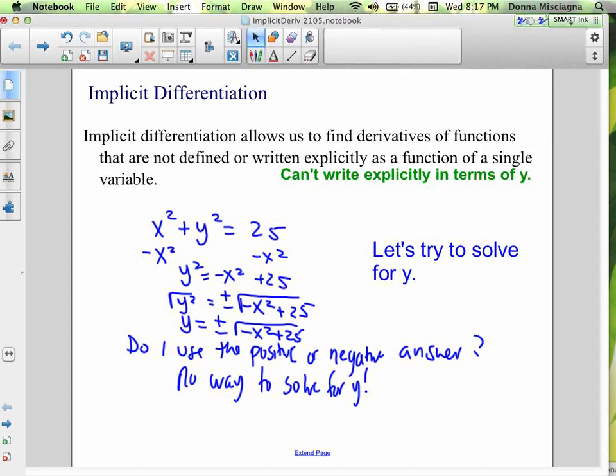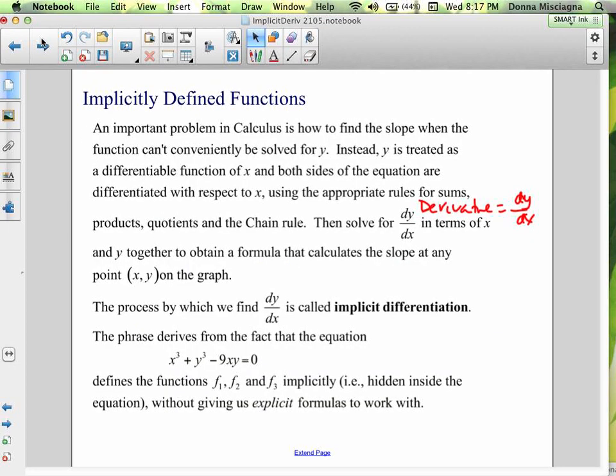So here's an example of a function that we can't explicitly solve for y. And using the tools you have right now, you would have no way to take the derivative of this function. But we're going to learn a new tool, and that's going to allow you to take the derivatives of these functions. All right, so let's look a little bit more at implicitly defined functions. It's called implicitly defined because we can't explicitly solve for a single variable.